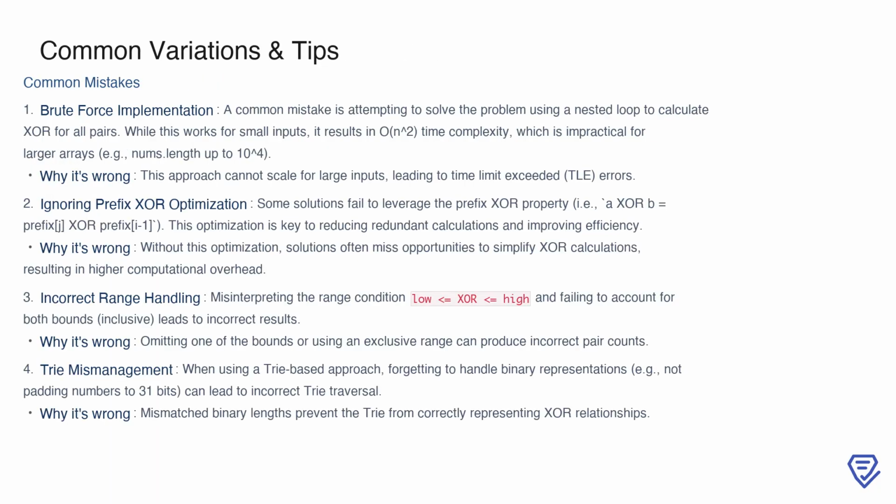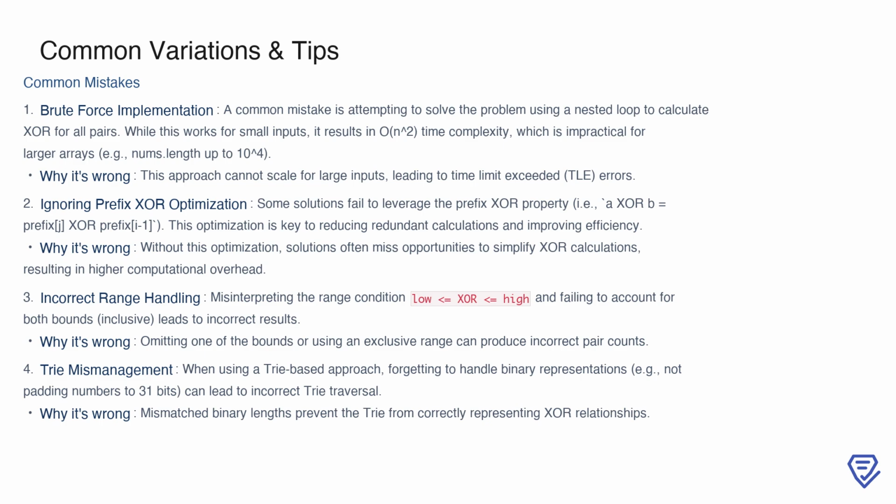When solving this problem, there are several common mistakes to watch out for. First, attempting a brute force solution with nested loops to calculate XOR for all pairs might seem straightforward, but it's highly inefficient. With a time complexity of n², this approach quickly becomes impractical for larger inputs, such as arrays with lengths up to 10,000. Next, failing to use the prefix XOR optimization is another frequent issue. The key property here is that the XOR of two indices can be derived using the prefix XOR array, avoiding redundant calculations.